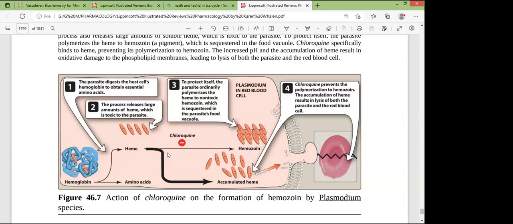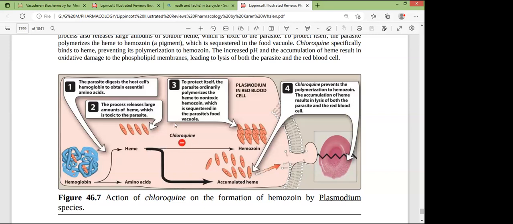Hemozoid is just excreted. Yeah, it's put in a vacuole and excreted, right? So what did pharmacists come and do? They came in so that the parasite, to protect itself, converts heme to hemozoid. So if we make sure it doesn't convert heme to hemozoid, then it will attack us, right? So chloroquine comes here to prevent heme conversion to hemozoid, right?